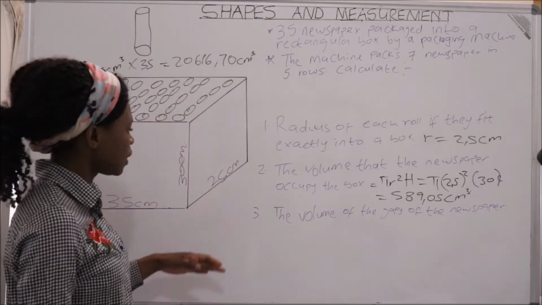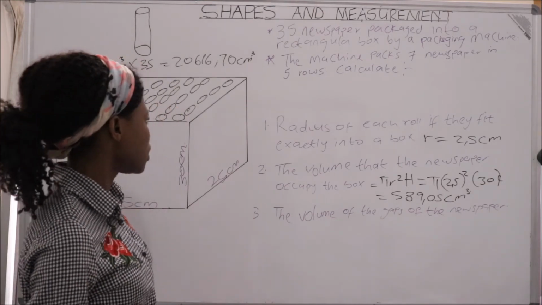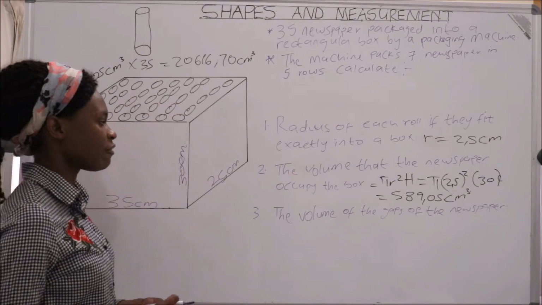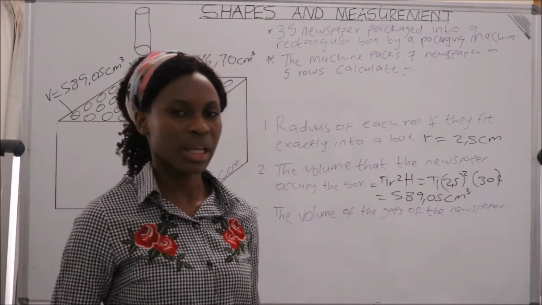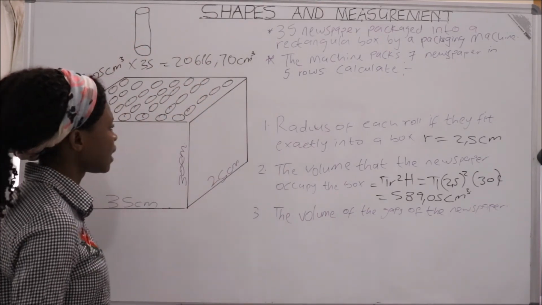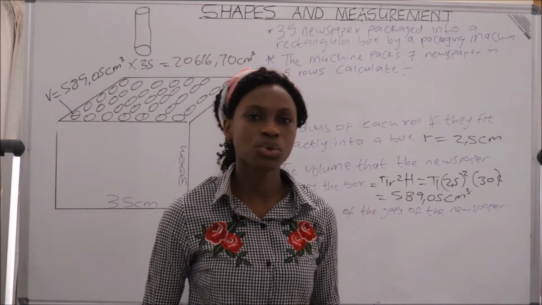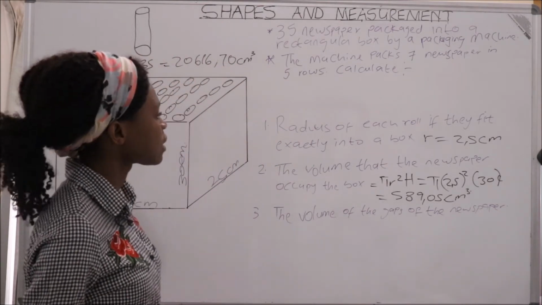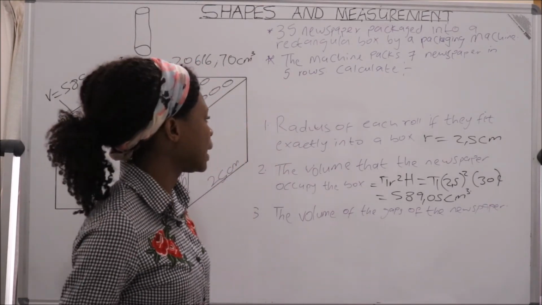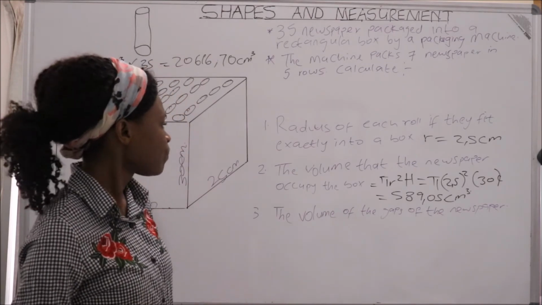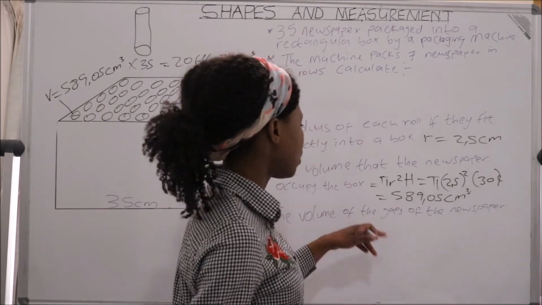Then, to really see if they fit into the box and if the answer is right, we also use the 25 centimeter, which is parallel to the 5 rows. So that would be 25 divided by 5, which is still 5, and that is the diameter. After dividing that and getting 5, we divide the diameter by 2 to give the value of the radius. Still, we got 2.5 centimeters, which proves that our answer is right and that the newspaper can fit into the box. So the second question says we must now calculate the volume that the newspaper occupy in the box.